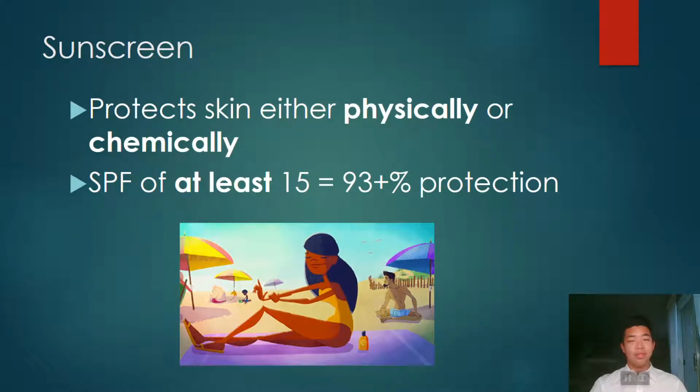Because of this UV light and these rays, we have sunscreen. Sunscreen protects our skin either physically by deflecting UV rays with an inorganic blocker such as zinc oxide or titanium dioxide, or chemically by using carbon-based compounds to absorb UV photons that are then harmlessly dissipated as heat.